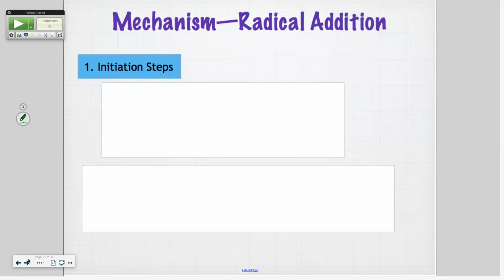Remember that when you do a free radical reaction, there are 3 types of steps. Initiation, propagation, and termination. We're always going to have those when we do free radical.